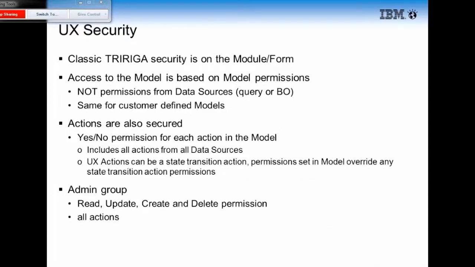UX security, since it is changeable through the security manager, is done totally at the model level. Access to the model is based on the model permissions, which you can set in the security manager. We do not need to go down to the data source to check whether a user has access to a model or not.